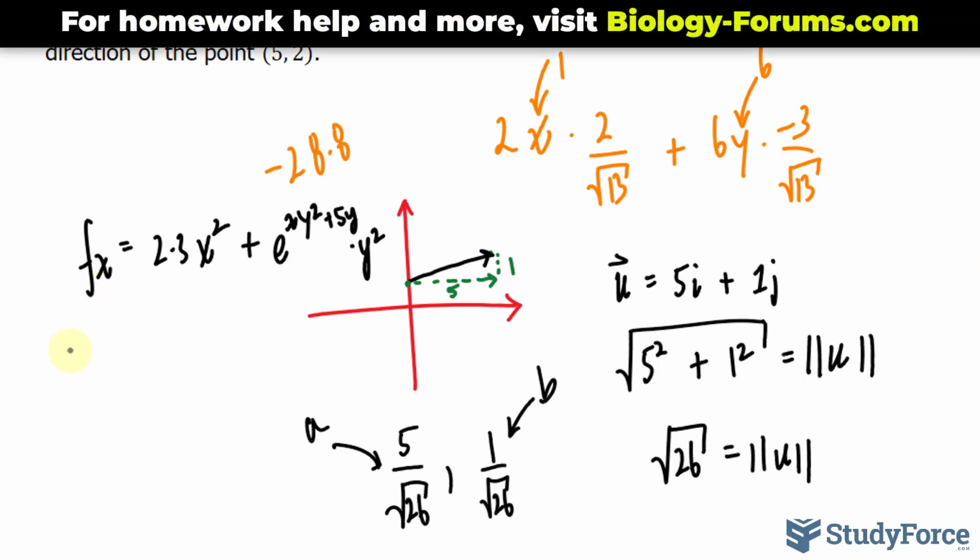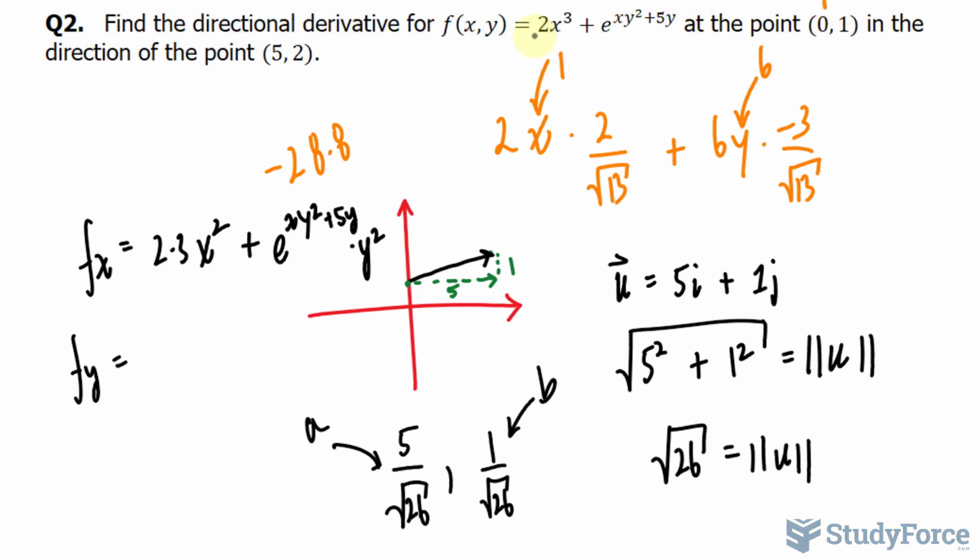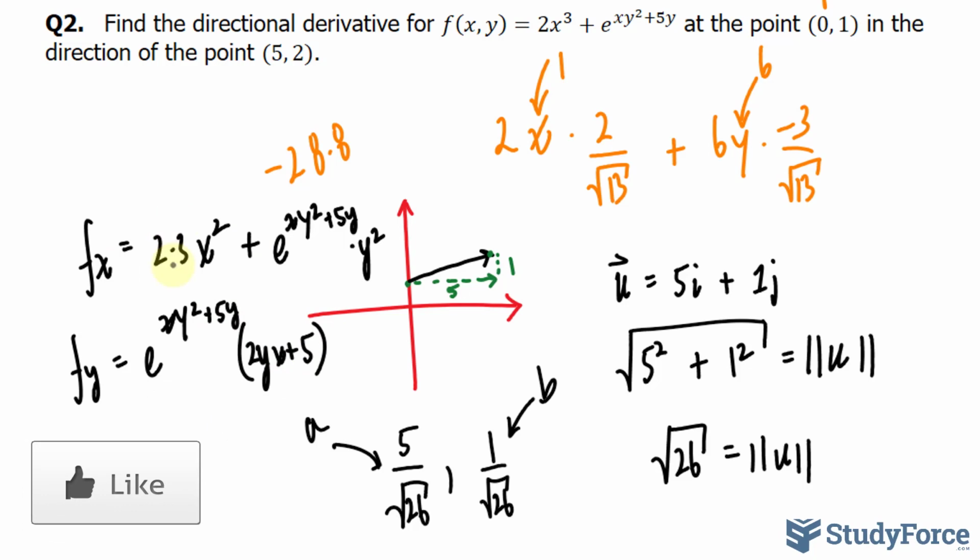Now let's find the partial derivative with respect to y. This is a constant. It becomes a 0. And then we have e to the power of xy squared plus 5y. Let's take the derivative of both of these terms. This becomes 2yx, and this becomes 5. So now we will evaluate both of these functions at 0 and 1.